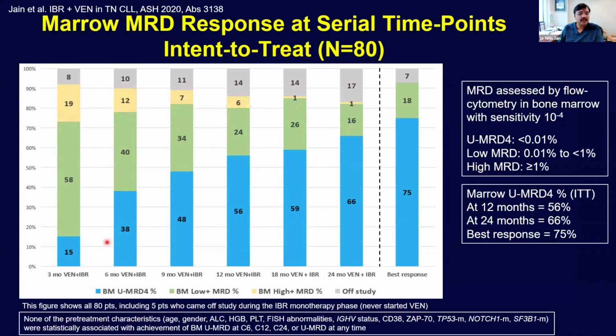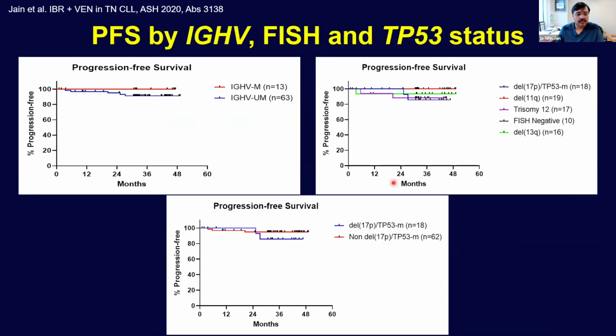So when venetoclax is added and when you do serial bone marrow assessments for these patients, at 2-year mark, 66% of the patients were MRD negative, and as a best response, 3 out of 4 patients were MRD negative in the bone marrow with the 10 to the power minus 4 sensitivity. So again, high rates of MRD negativity without the use of an IV therapy, 2 oral drugs together. And then we look at the PFS curves, and by FISH analysis or P53, all are equally doing well and no statistical difference. So that was the MD Anderson study.